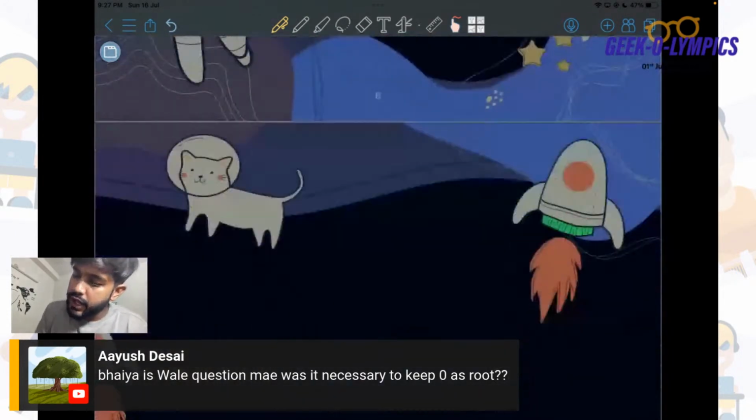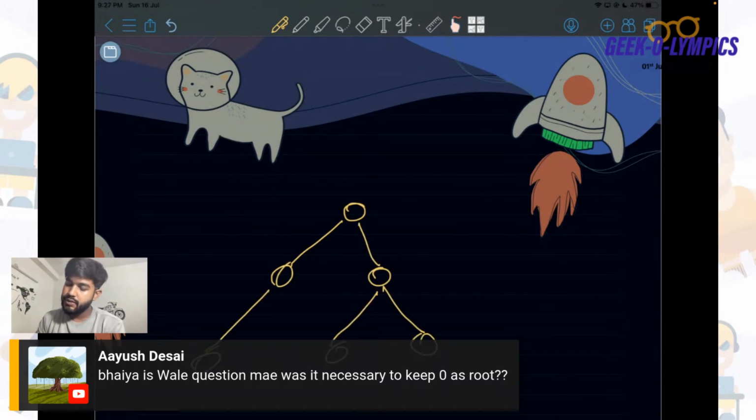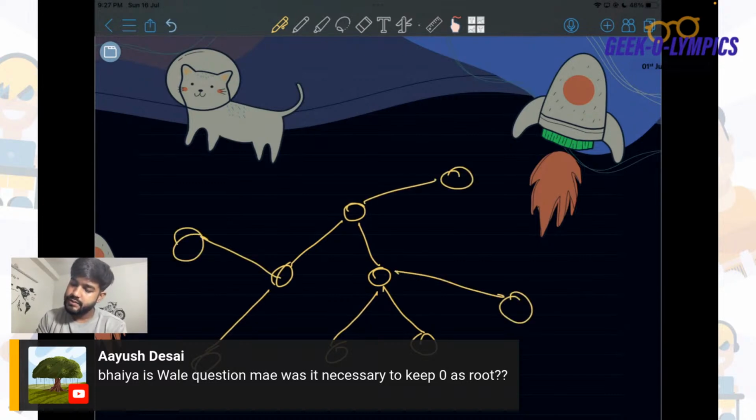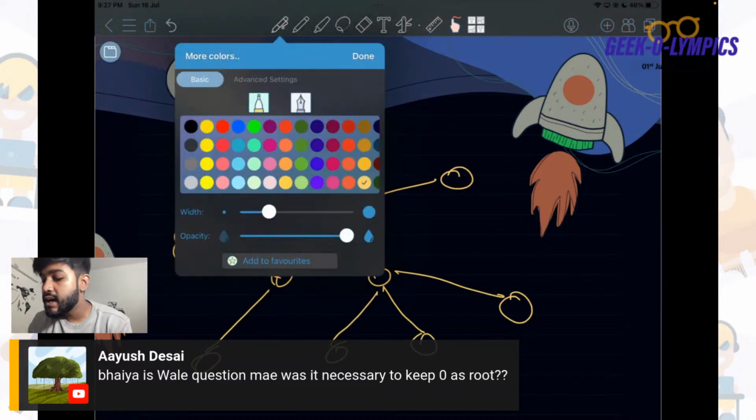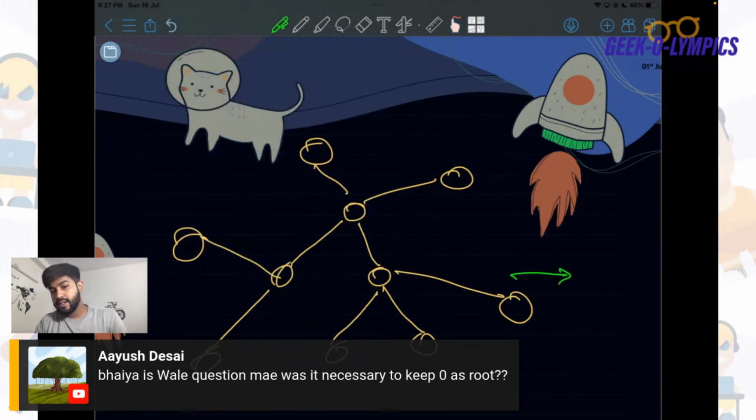Now if you see this problem, it is a little bit easy to guess. I will tell you why. What we can do is count the number of edges first. To be honest, we would count the degree.